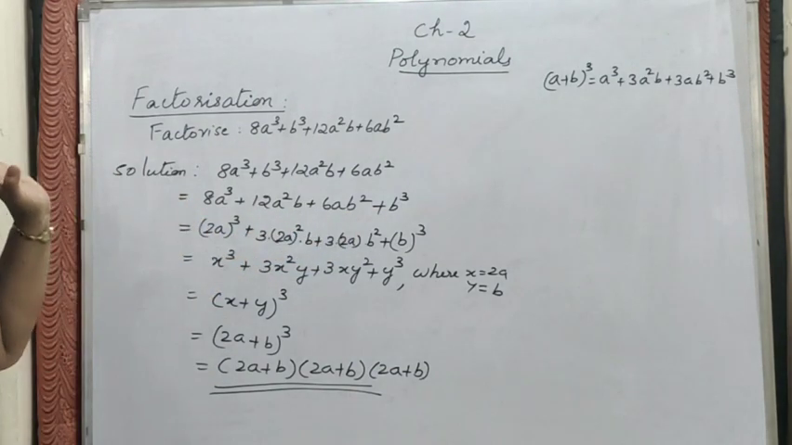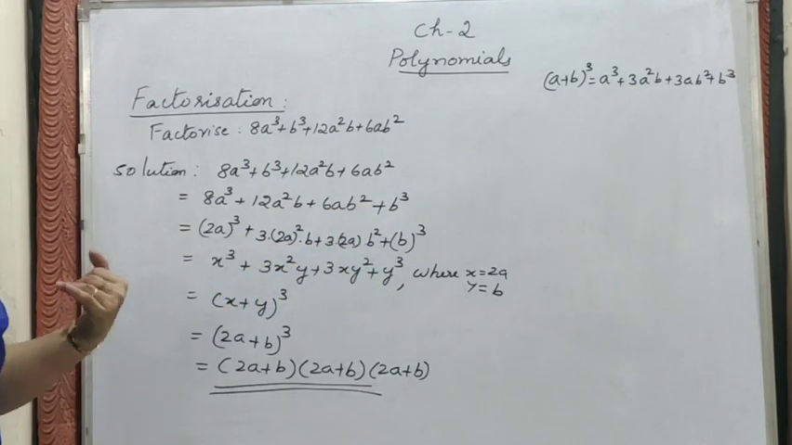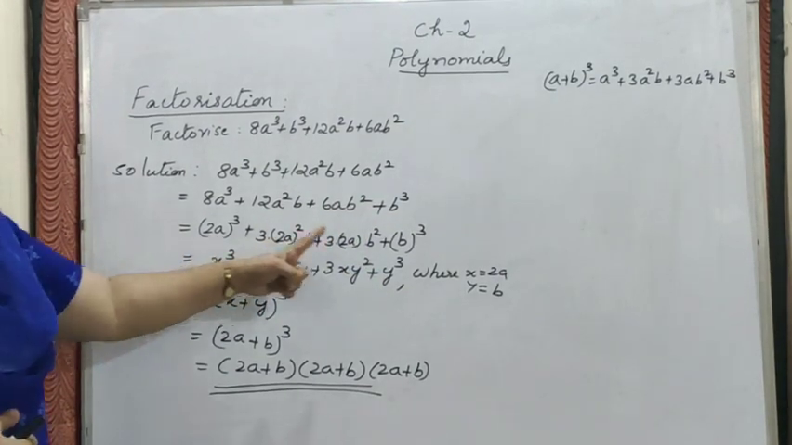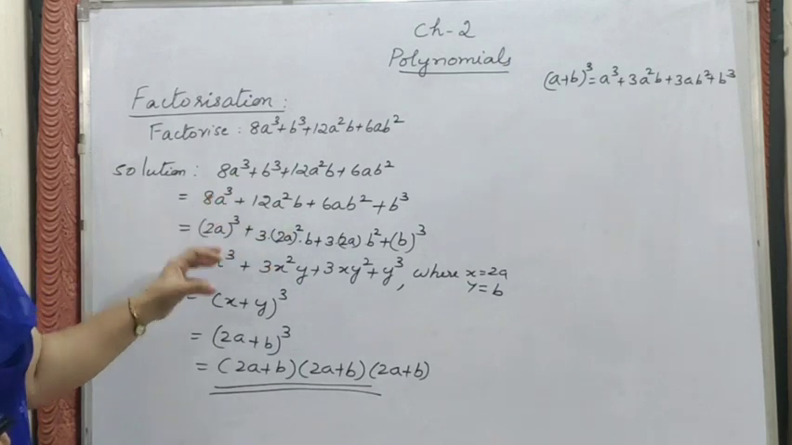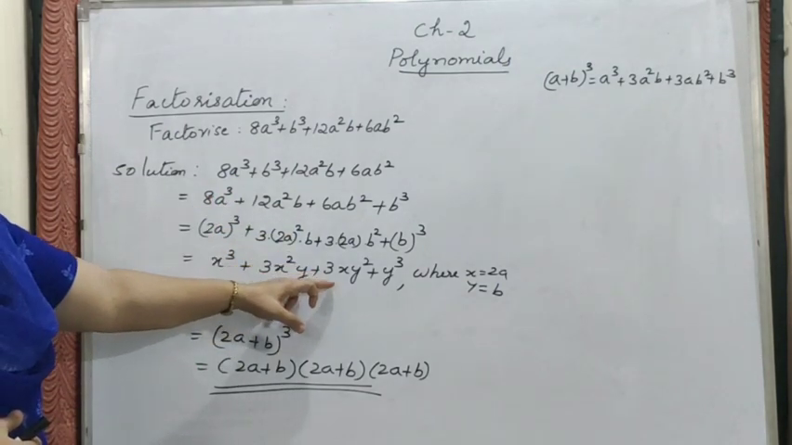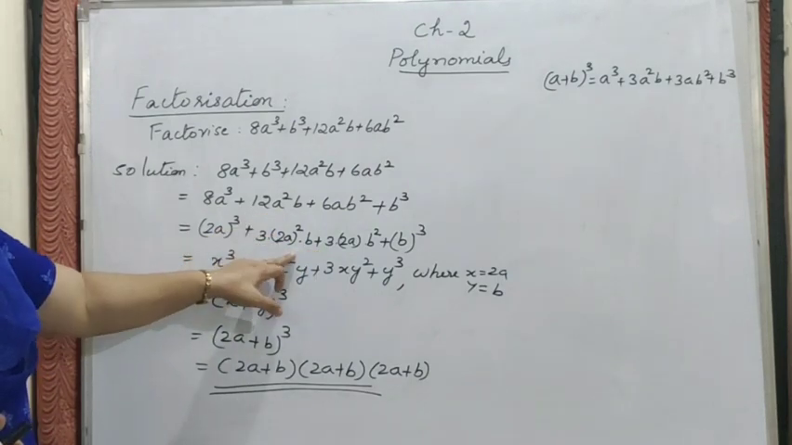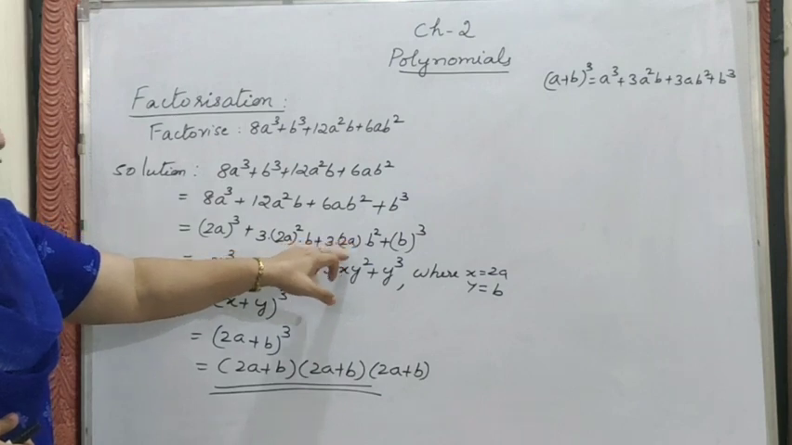We are only rearranging the terms. What is the next step? Identify the first and the last term in cubical form. So (2a) whole cube and b cube. This is our concept of making the first and second term. According to that, we split these two terms: 3 into a square should be (2a) whole square into b, and 3 into 2a into b square.